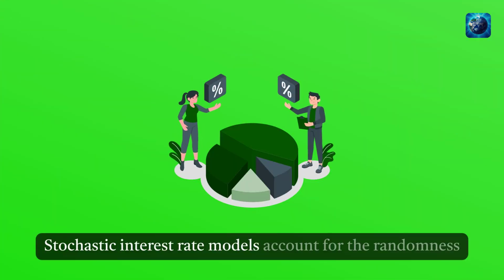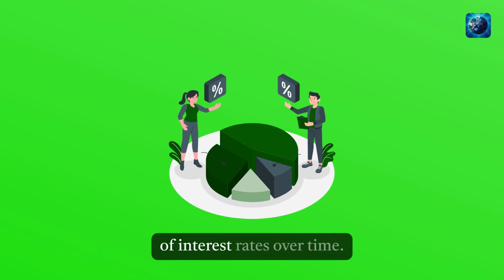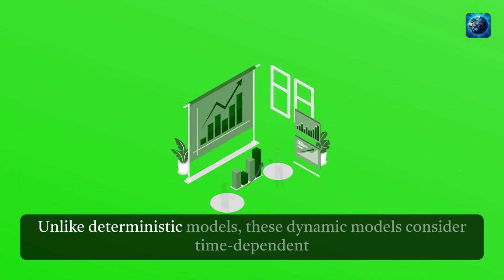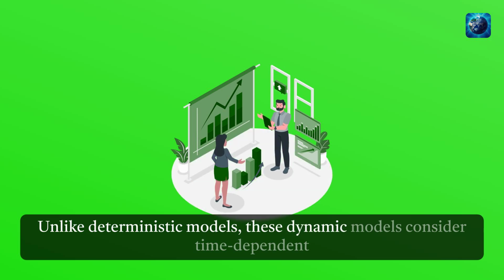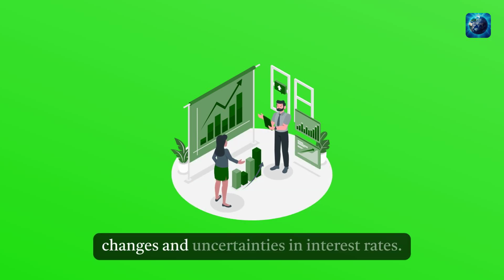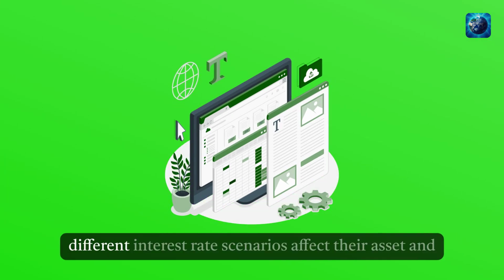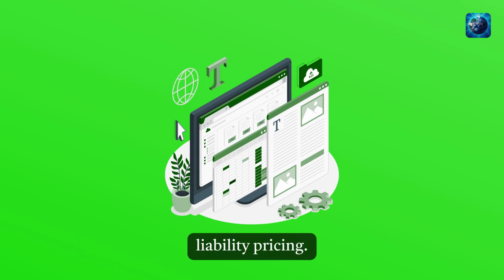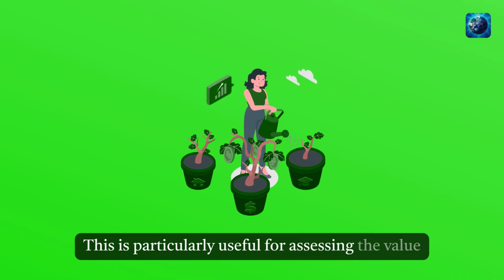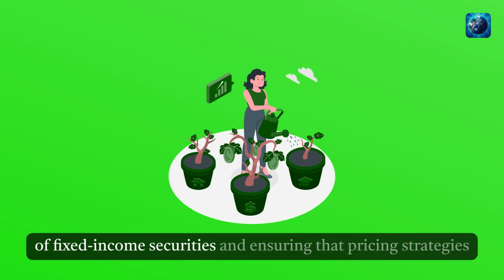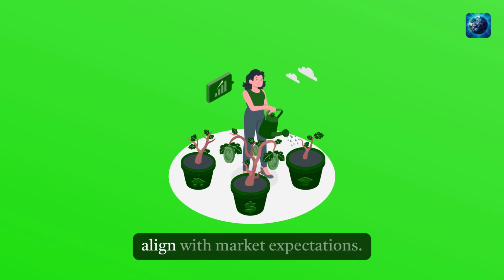Stochastic interest rate models. Stochastic interest rate models account for the randomness of interest rates over time. Unlike deterministic models, these dynamic models consider time-dependent changes and uncertainties in interest rates. Using stochastic models allows banks to understand how different interest rate scenarios affect their asset and liability pricing. This is particularly useful for assessing the value of fixed-income securities and ensuring that pricing strategies align with market expectations.